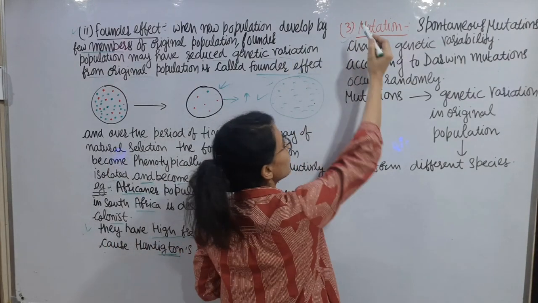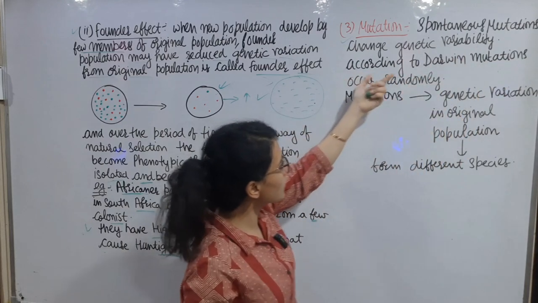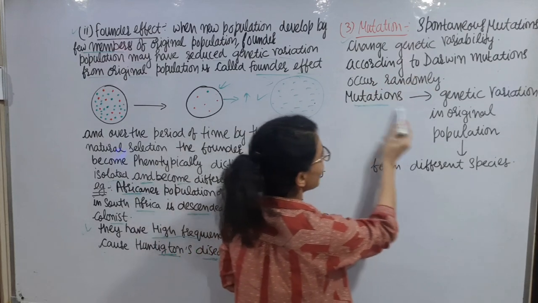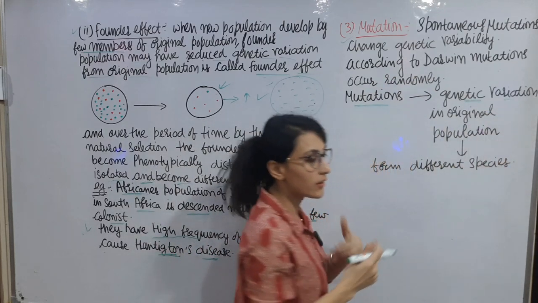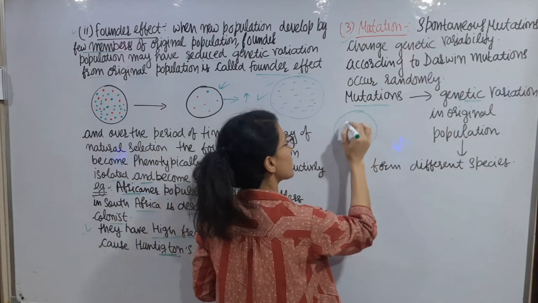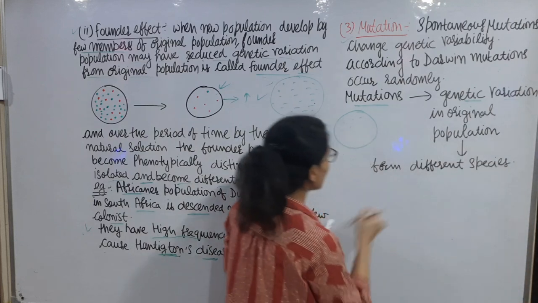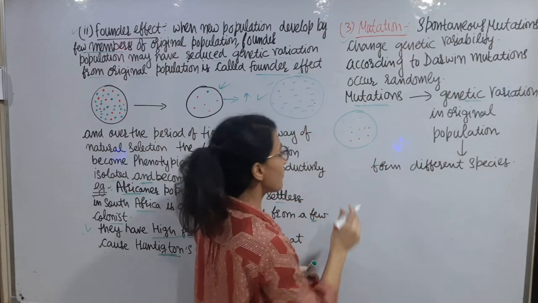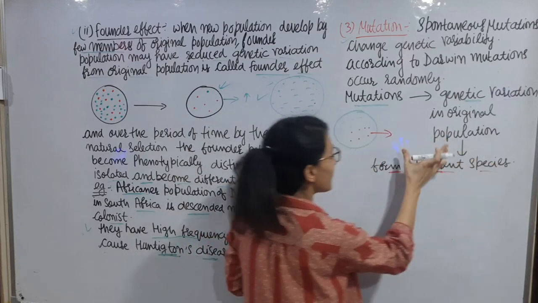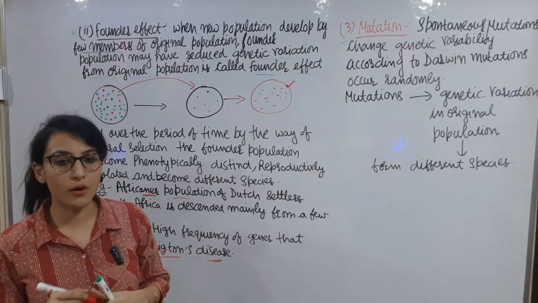उसके बाद जो तीसरा मैकेनिज्म है जो कि स्पेसिएशन कर सकता है ये है म्यूटेशन। The spontaneous mutation changes genetic variability according to Darwin. Mutations occur randomly. Now mutations change the genetic variation or the genetic makeup of individuals. Suppose this is the original population and in the original population various mutations occurred. So these mutations lead to change in genetic makeup of these individuals. So this is how a new species may develop by way of mutation. So this is all about evolutionary forces involved in speciation.